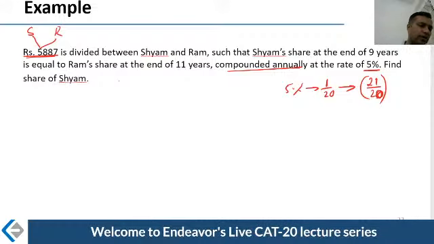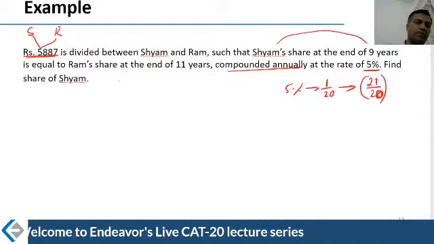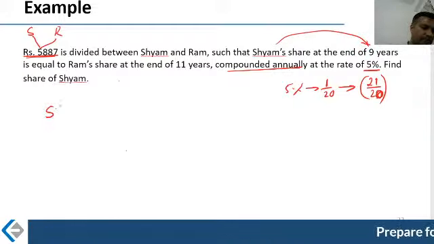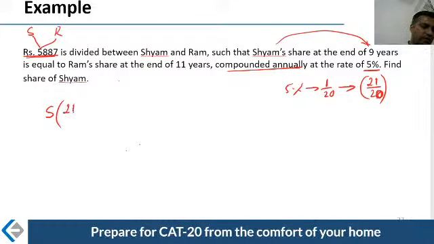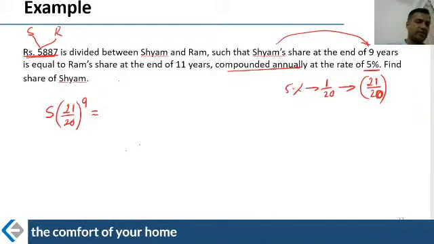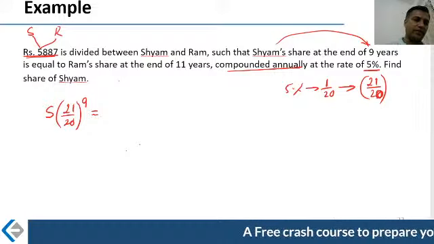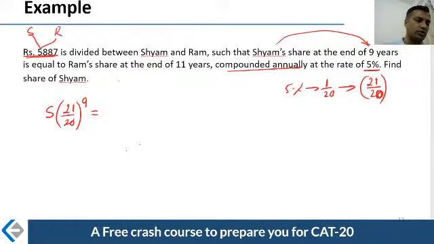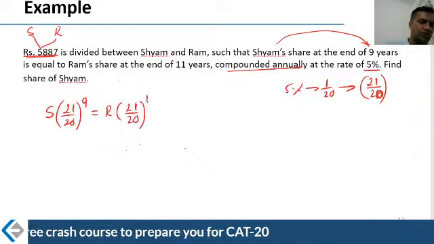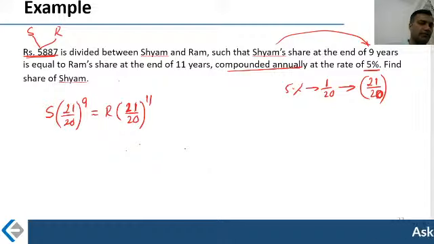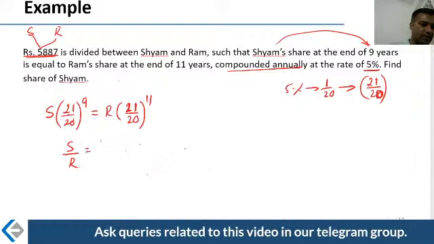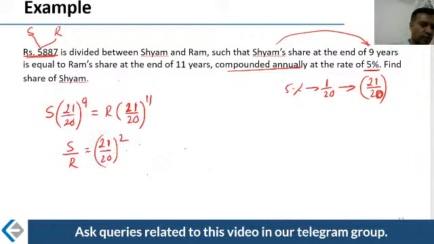So let's now take a look here at Sham and Ram. He's saying tell me the share of Sham. For Sham, it is 9 years, so the multiplier is 21 by 20 raised to power 9. That's the amount from S rupees deposited in Sham's name for 9 years. Whereas for Ram, it's deposited for 11 years, so 21 by 20 raised to power 11. Use law of indices. Therefore Sham by Ram is equal to 21 by 20 whole square.